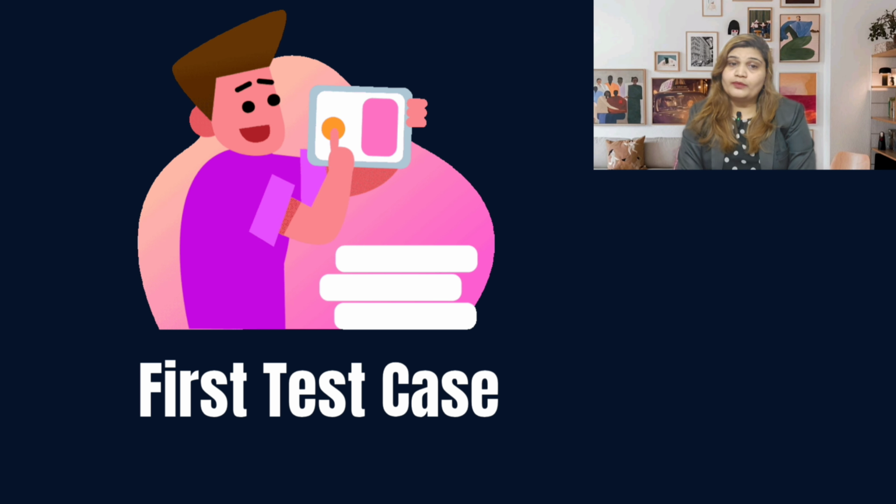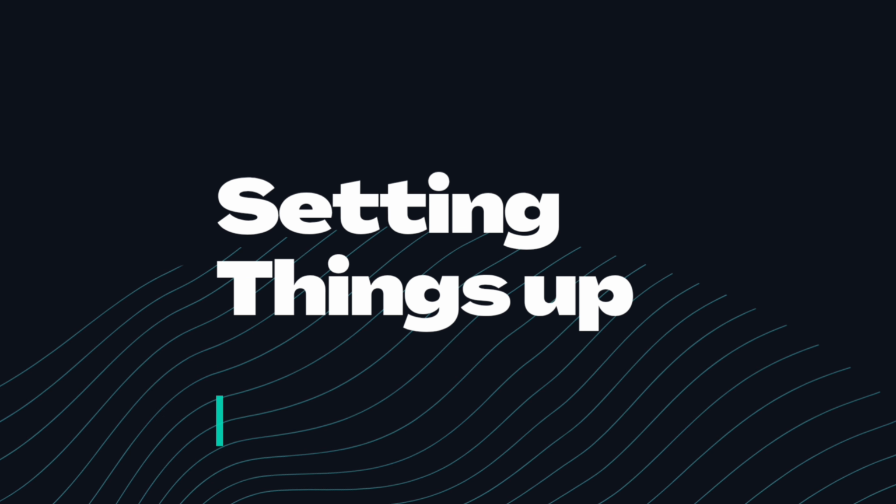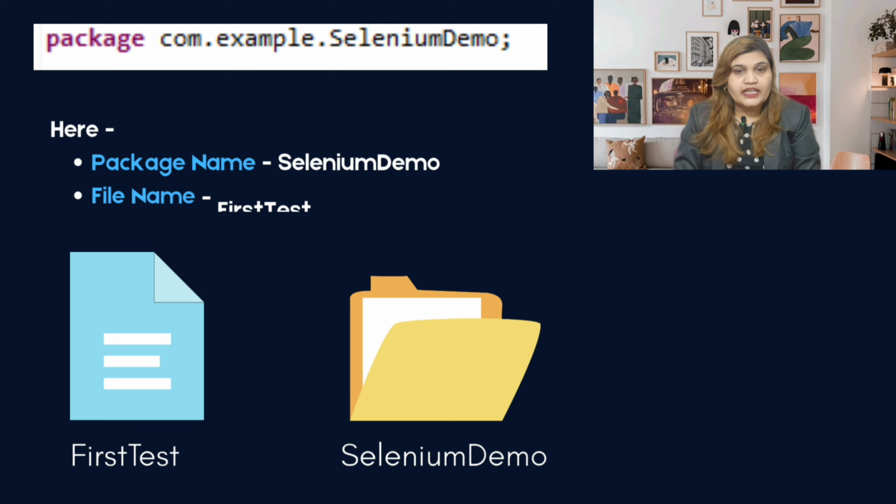Let's bring up the code from last time. This is our first Selenium test. It's written in Java, but don't worry about that. Just think of it as telling a robot what to do in simple steps. This line means put this file inside a folder called com.seleniumdemo.